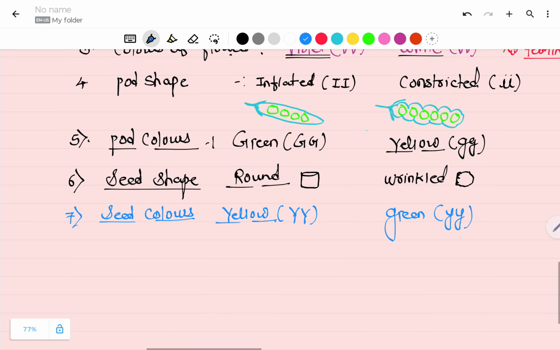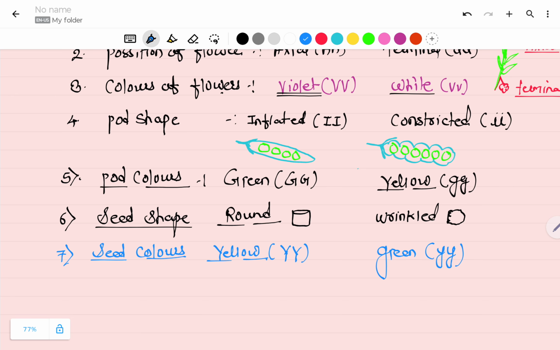So these are all seven contrasting characters studied by Dr. John Mendel in his experiment. Next time we will discuss Mendel's monohybrid ratio.